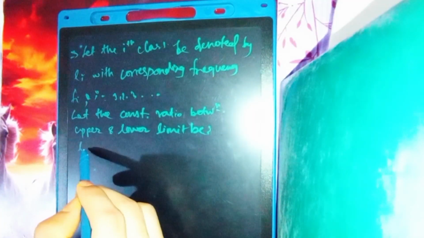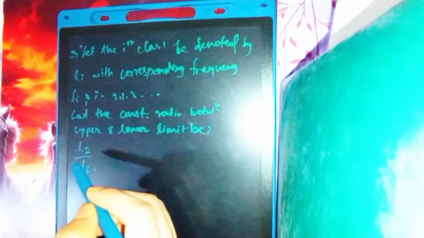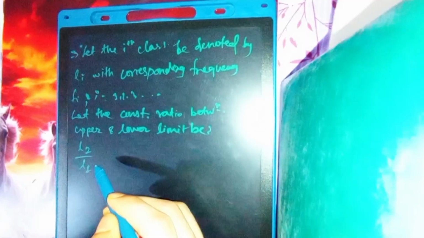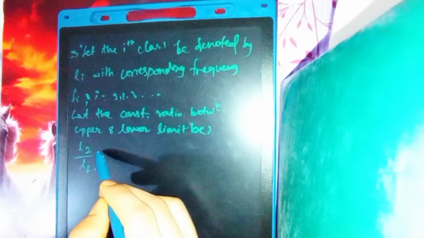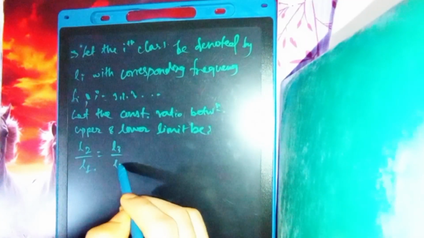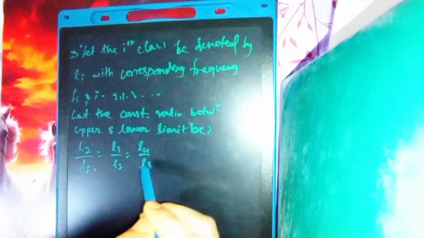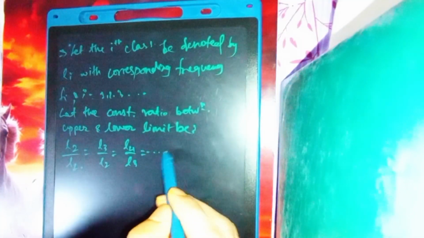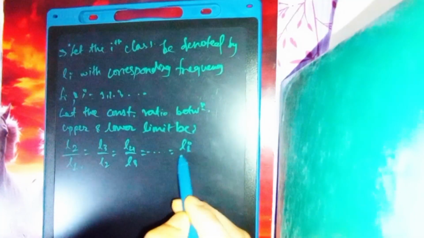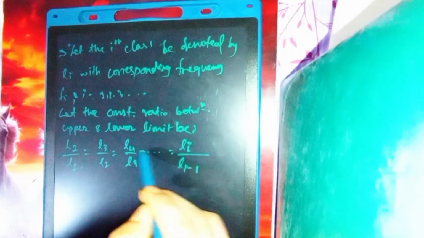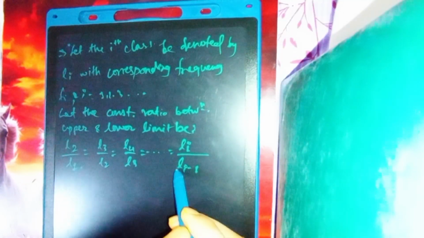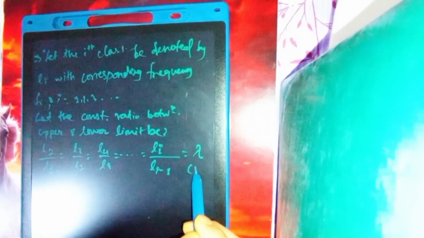So from the upper limit, that is L2 by L1. We'll just take two limits: L2 is the upper and L1 is the lower limit, so that will be equal to L3 by L2, which is equal to L4 by L3, and we just assume this. This is equal to Li by Li minus 1, because this is one smaller, so we write this. Let this be lambda.